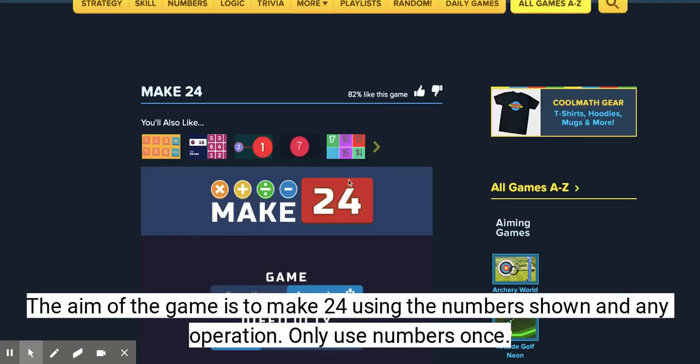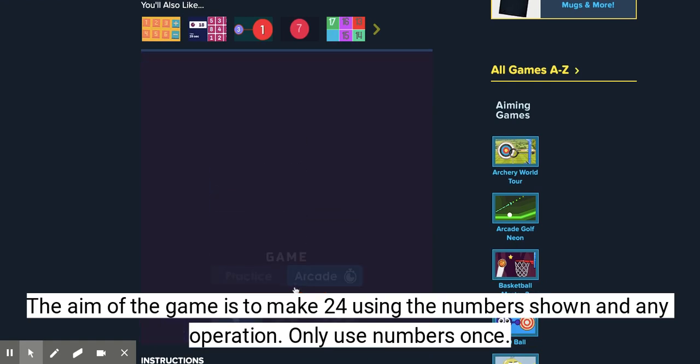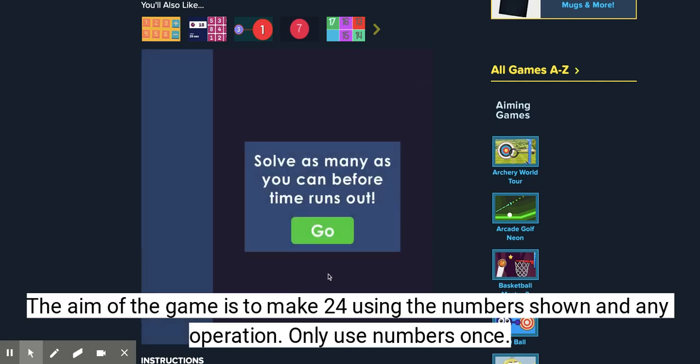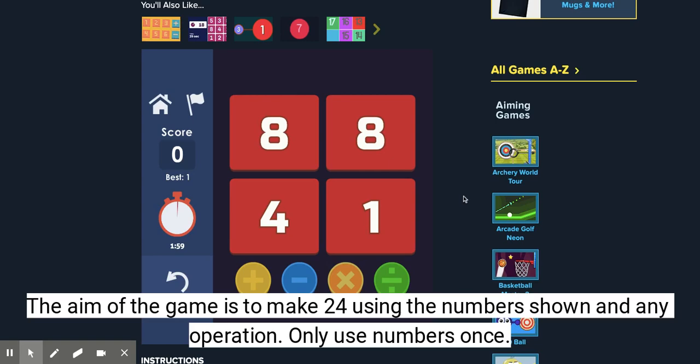So this game is called Make 24. And I'm going to choose Arcade, and I'm going to start off with an easy difficulty. I can go up to 3-star if I want. And click on Play. Okay. So I've got to add up or multiply or subtract or divide these numbers.